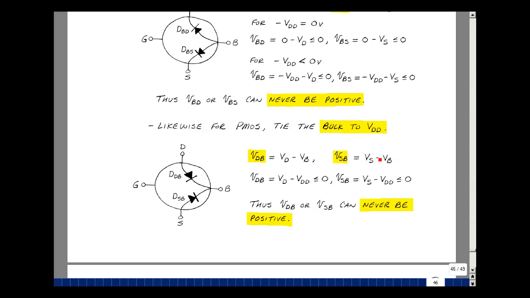We're tying the bulk to VDD, so we're going to get a negative of that. And again, this could swing between, say, minus 5 and plus 5, but in any case, this will always be less than or equal to 0. You can't forward bias these diodes in either case if we take the N-channel device's bulk and go to the most negative potential in the circuit, or the P-channel, go to the most positive.